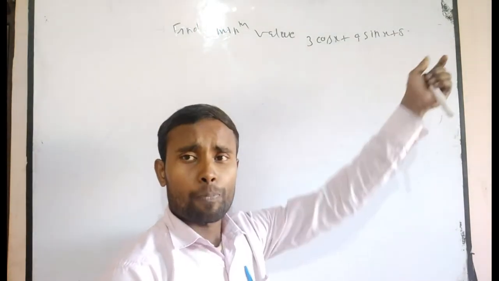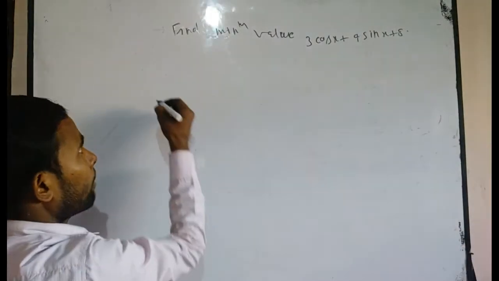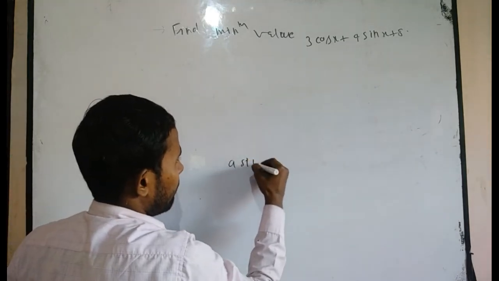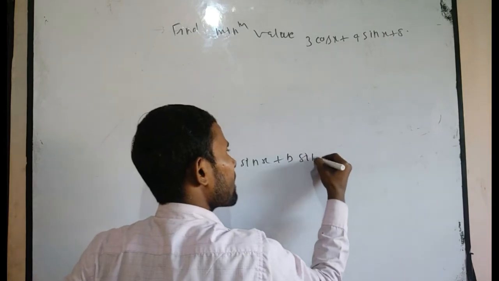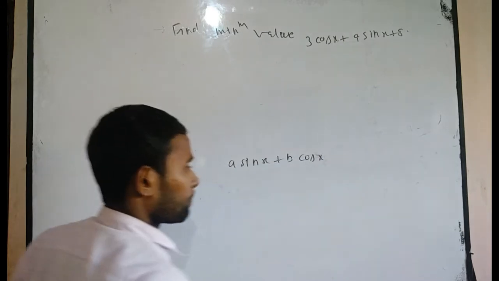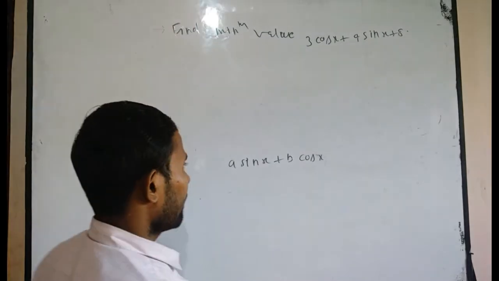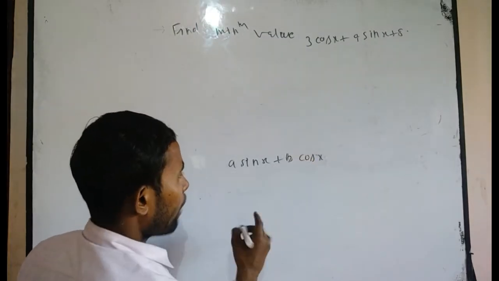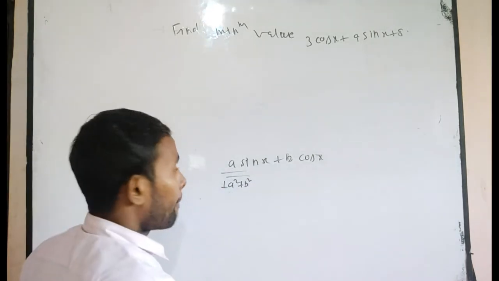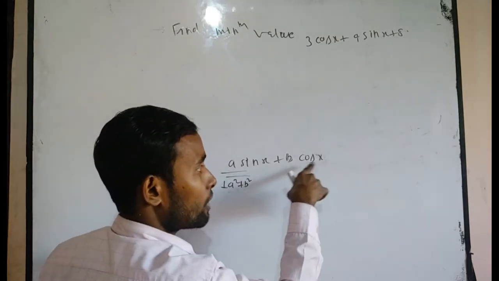Now, before solving it, I want to give you some concept about it. How can you solve this type of problem? Firstly, if any trigonometric function is of the form a sin x plus b cos x, then how can you find its maximum and minimum value? There is a very simple concept. You have to multiply and divide by root under a square plus b square, where a is the coefficient of sin x and b is the coefficient of cos x.